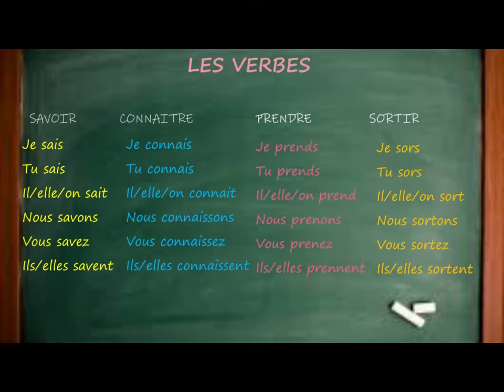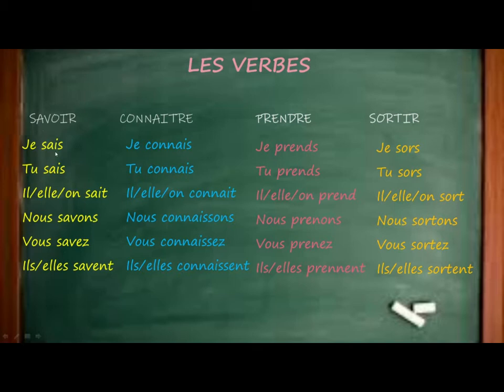So now the next four verbs are savoir, connaître, prendre, and sortir. We have an exercise with savoir and connaître in this lesson, which we'll see at the last. Both verbs mean to know. Savoir means to know. Connaître means to know. We'll see the difference. First we'll see the conjugation and the pronunciation.